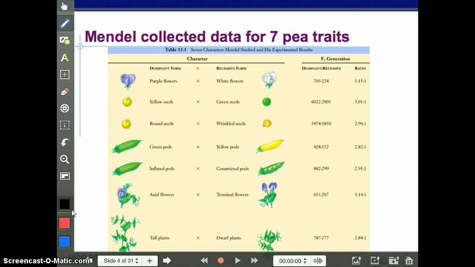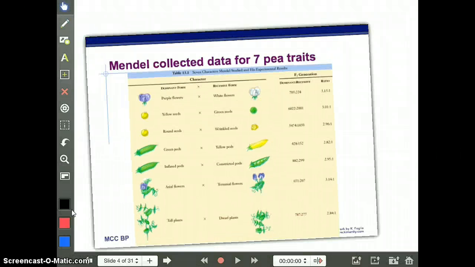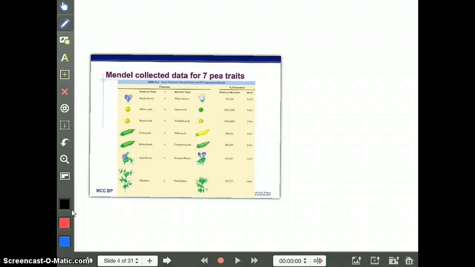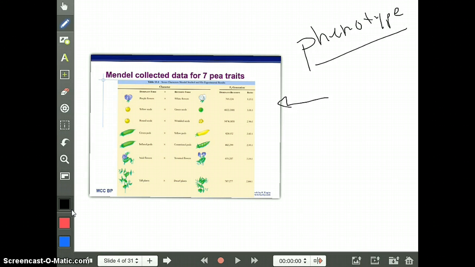Now, some of the traits that Mendel actually looked at, and we're going to use a vocab term for traits. That physical appearance trait, we're going to call a phenotype. Now, here's an example of some of the phenotypes that are going to be used. So I'm just going to write that term out here for you. Phenotype. The phenotypes are the physical traits.